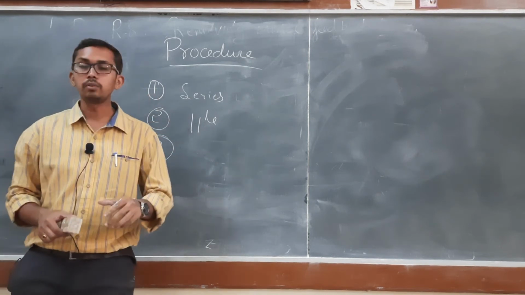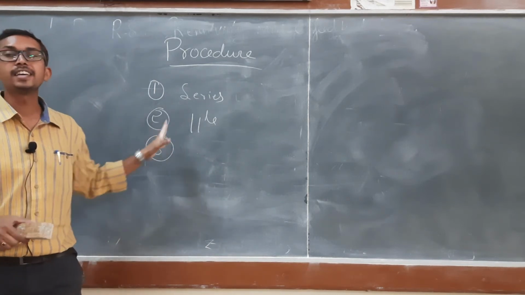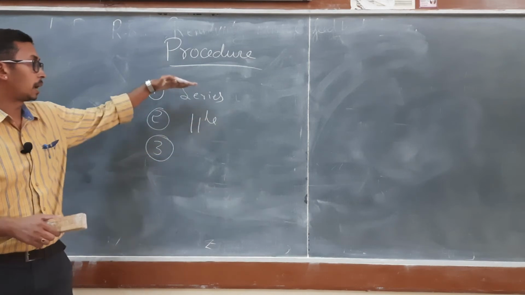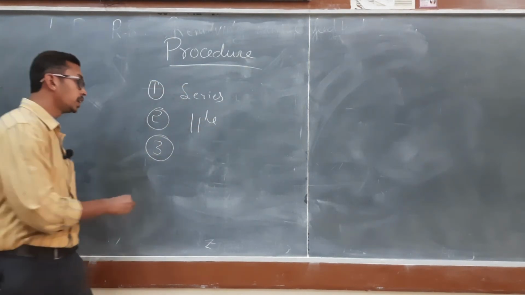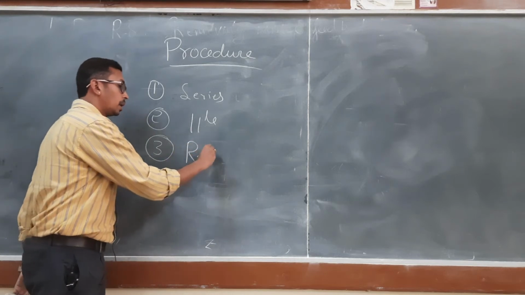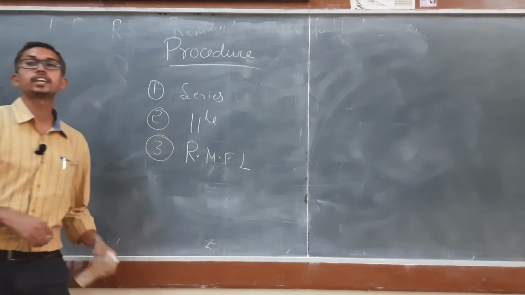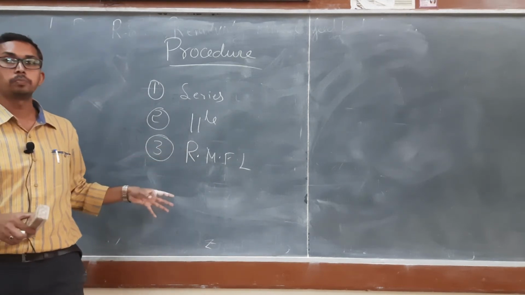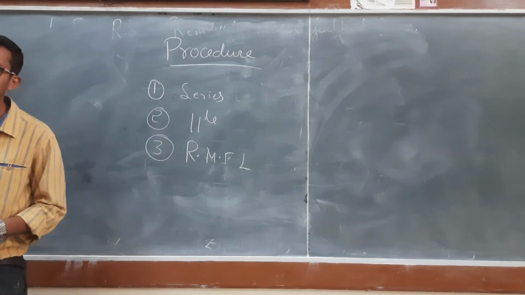The third one is we need to reduce the minor feedback loop. After applying the first step and the second step, we need to reduce the minor feedback loop. If we find any minor feedback loop, we need to reduce it. Already we discussed the formula for that.